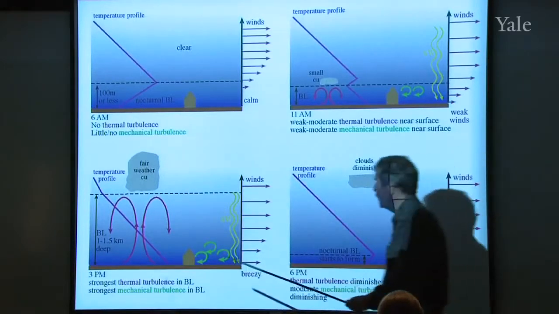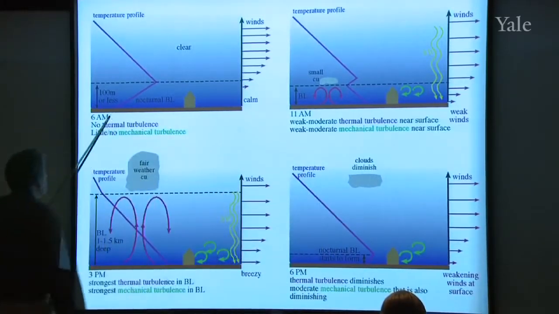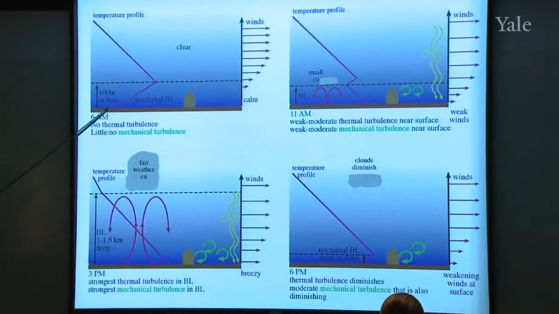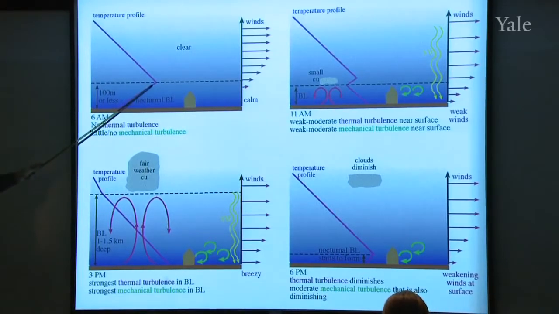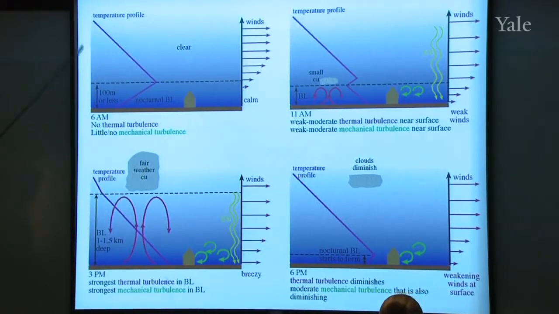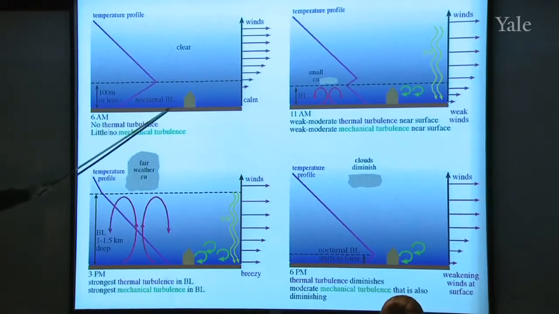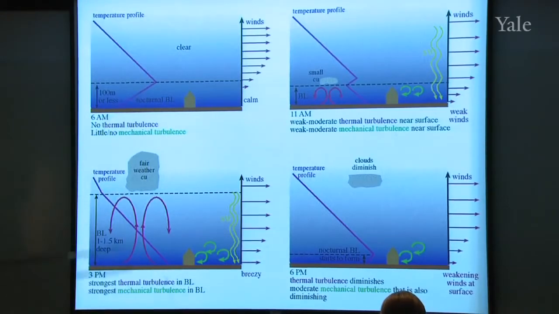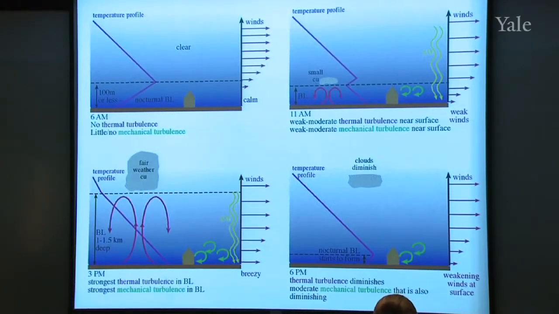So at 6 a.m. this morning, you had built up a nocturnal boundary layer. This is temperature versus height plotted here with the purple curve. Notice that there's a positive lapse rate in the lower part of the atmosphere in the early morning.